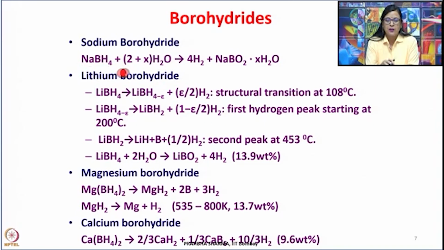So, sodium borohydride can either on thermolysis give hydrogen, or it can react with water by the hydrolysis route giving hydrogen and forming borate. But during hydrolysis, the borate formed is a stable compound and the reversibility is the major challenge. Similarly, lithium borohydride can give hydrogen at higher temperatures like 200 degree centigrade or 453 degree centigrade. This release of hydrogen in steps can finally give 13.9 weight percent of hydrogen, but all these decompositions take place at a higher temperature.